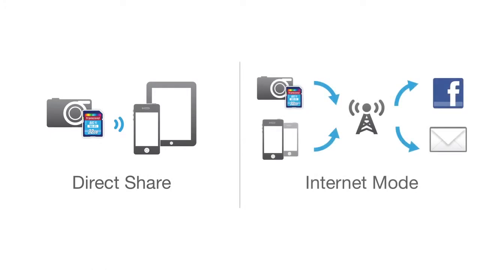The Wi-Fi SD card operates in two modes, Direct Share and Internet mode. By default, Direct Share mode is activated when the camera is powered on and includes two features, Browse and Shoot and View.